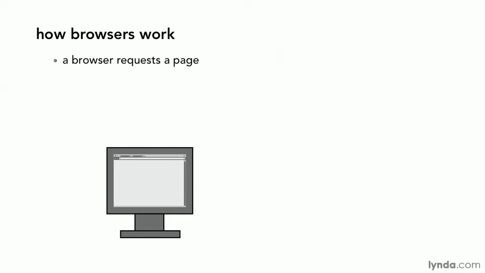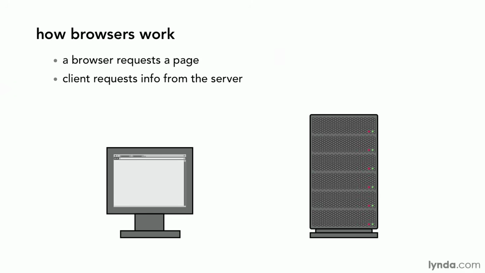When a browser requests a page from a website, the browser on your machine is acting as a client. The website is being delivered through a machine that is serving up the information, so we call that a server. When you ask for a page, the client makes a request to the server, and the server returns a page. Sometimes when you're looking at a page, you may want to ask for some additional information from the server.